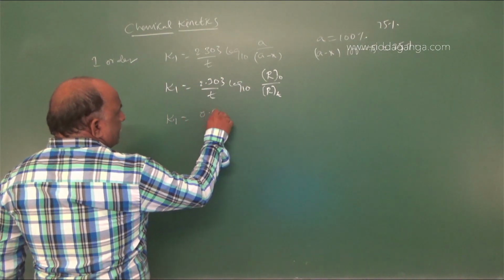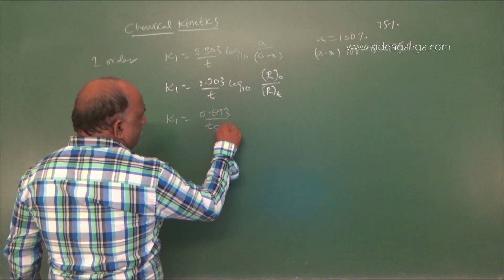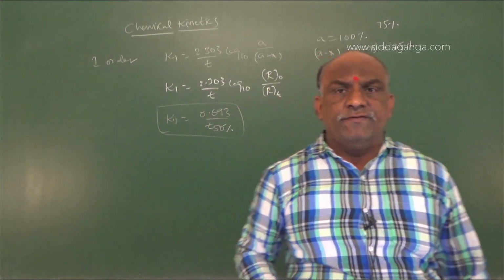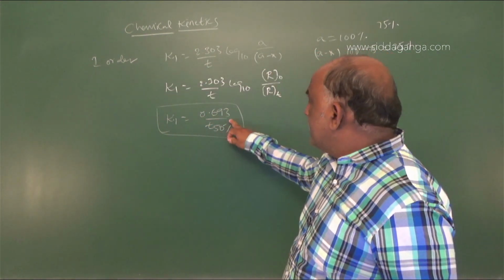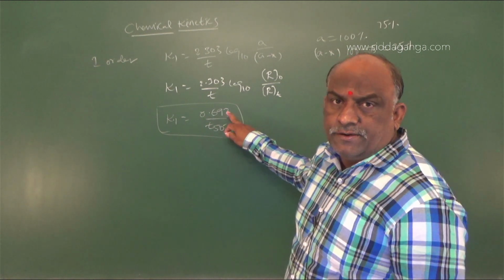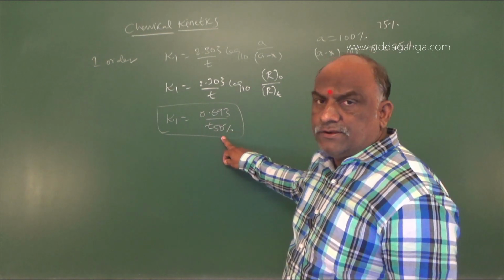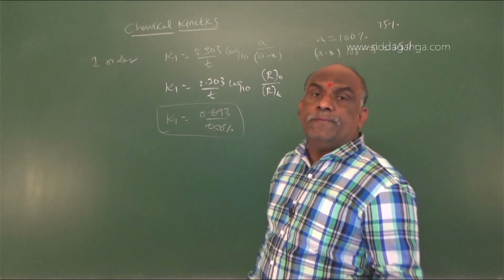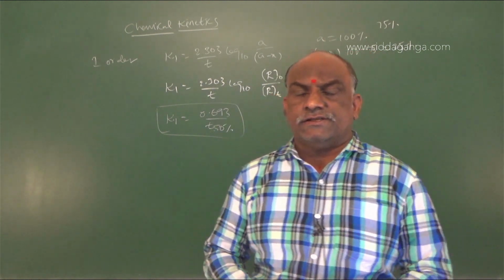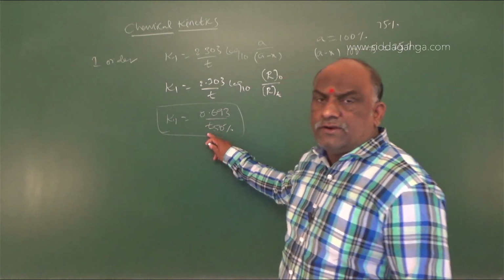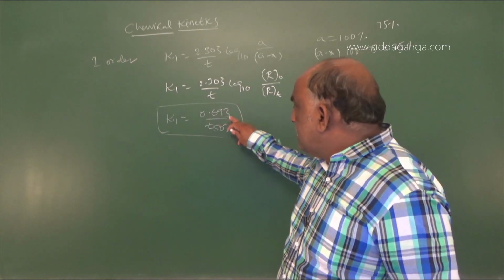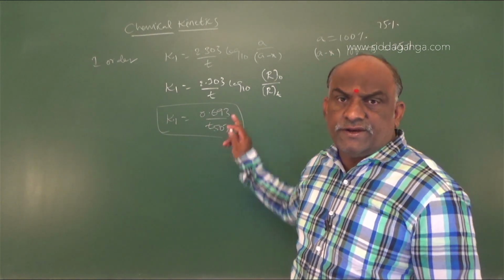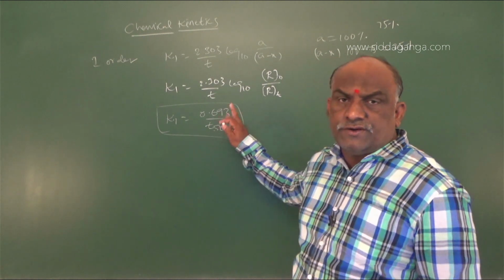K1 is equal to 0.693 by t50%. Here there is no concentration term. Here the concentration term is not there. So on the basis of this, the rate constant and half-life are independent of the initial concentration of the reactants. Keep this point in your mind, this is very important. The first order rate constant and first order half-life period are independent of the initial concentration of the reactant. They do not depend on the concentration of the reactant.